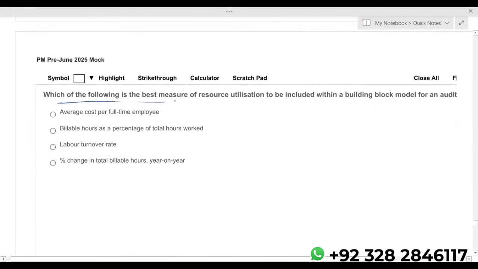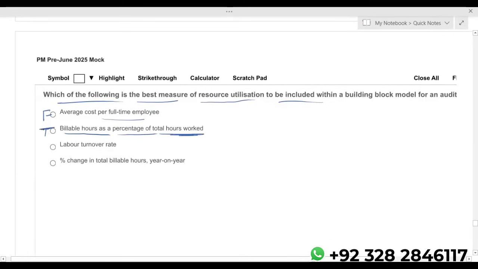Which of the following is the best measure of resource utilization to be included within the building block model for an audit firm? Average cost per full-time employee. No, false. You're talking about resource utilization, audit firm. Billable hours as a percentage of total hours worked. Yes, that actually shows the resource utilization.